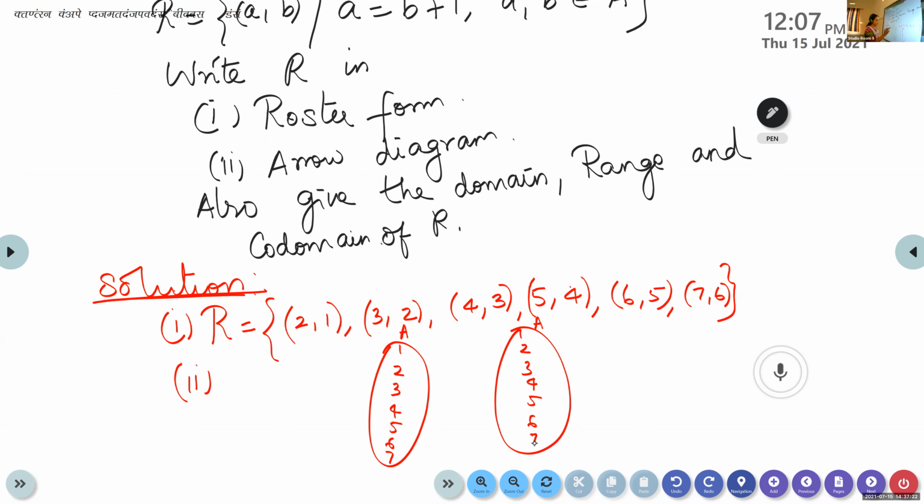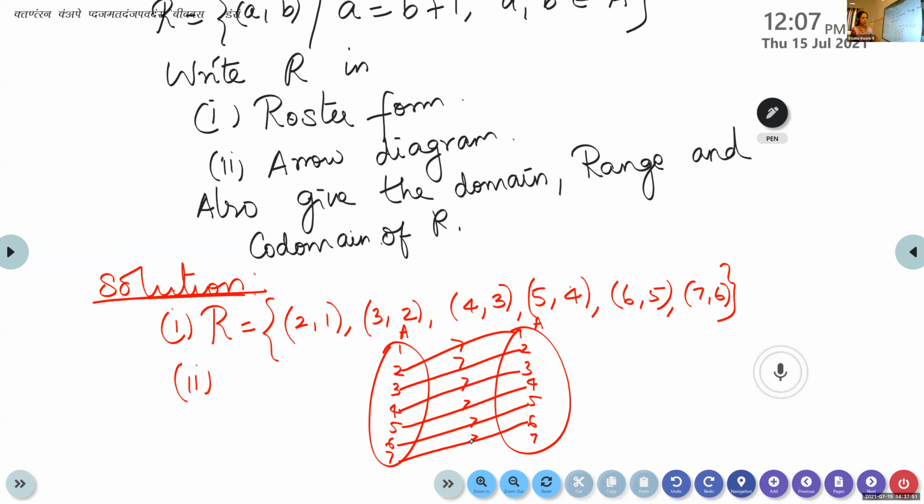Here 2 is mapped onto 1, 3 is mapped onto 2, 4 is mapped onto 3, 5 is mapped onto 4, 6 is mapped onto 5, 7 is mapped onto 6. So we have drawn the arrow diagram. Once we draw this arrow diagram, we can give the elements of the domain, codomain and range easily.